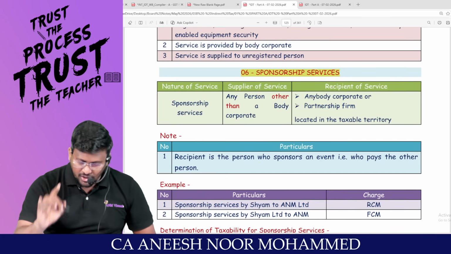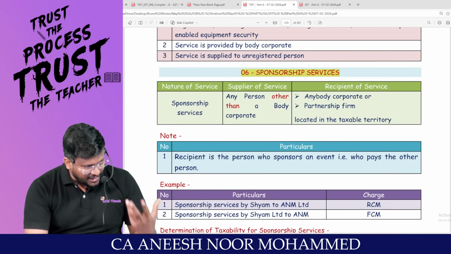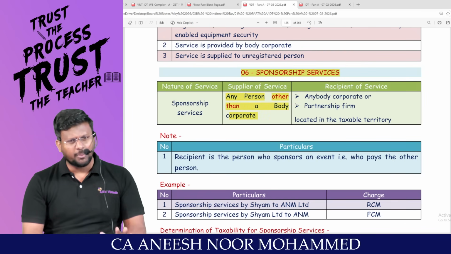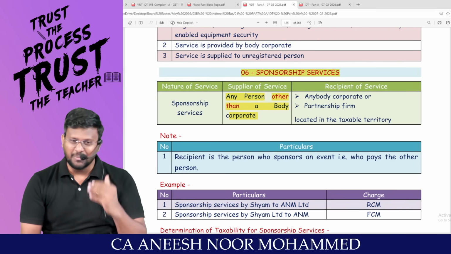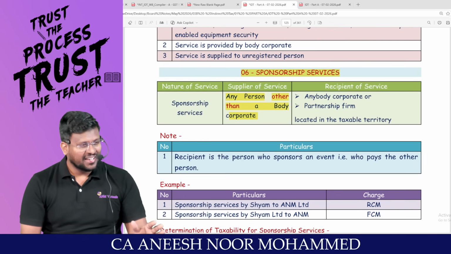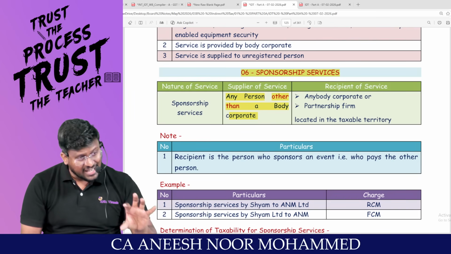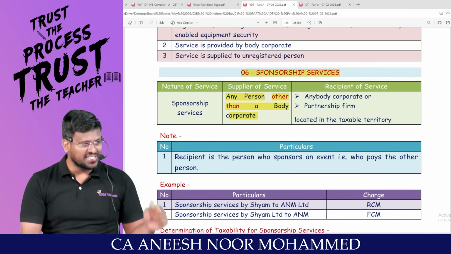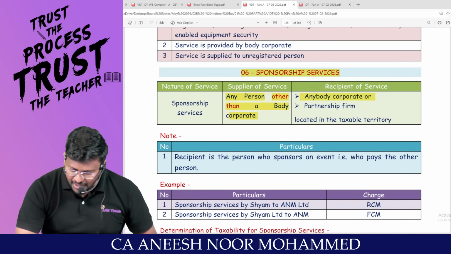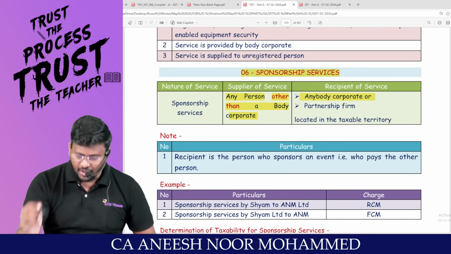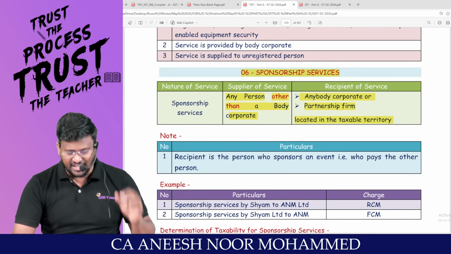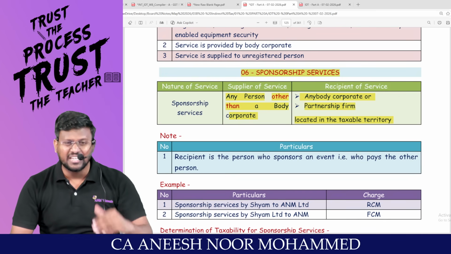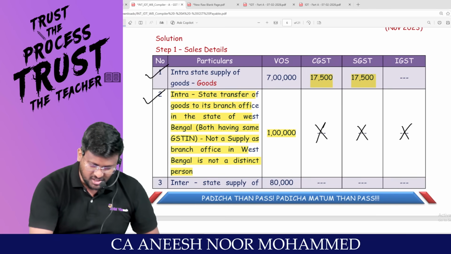With regard to sponsorship services, man, the supplier should be any person other than body corporate. Is Nitya body corporate? No, Nitya is an individual. That means the service provider is valid. Sir, since Nitya is any person other than body corporate, the service provider is valid. Then you have to see the service recipient. If the service recipient is any body corporate or partnership firm located in the taxable territory, then that person is liable to pay GST on reverse charge basis.